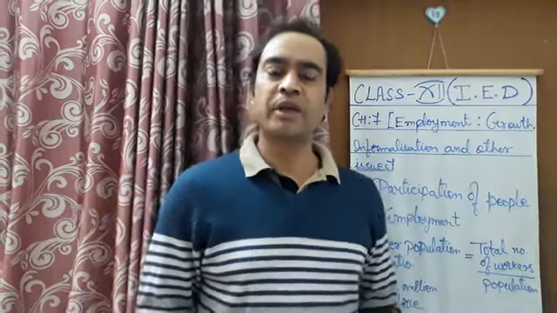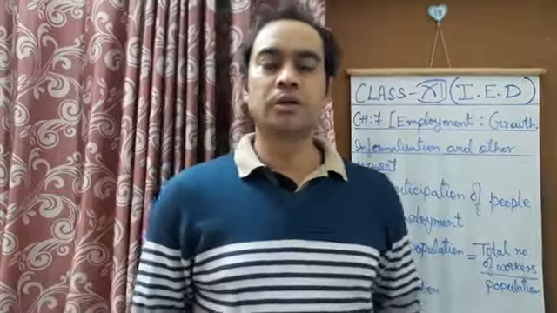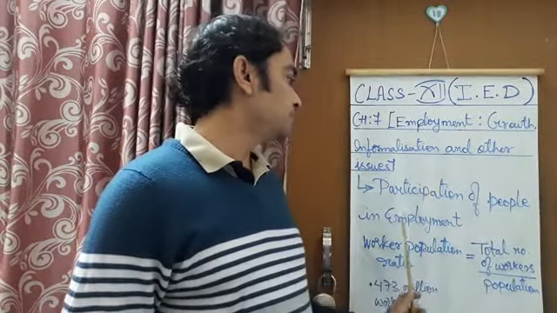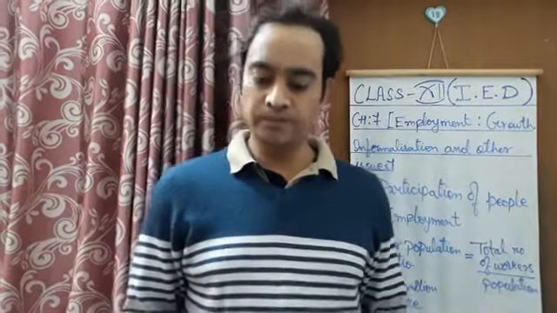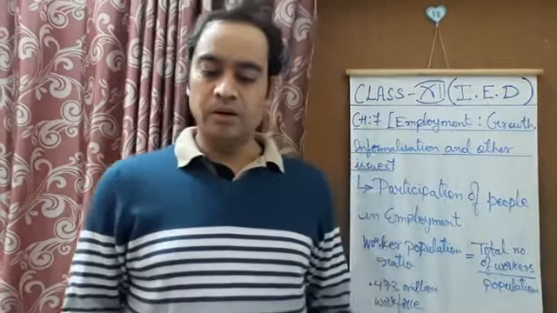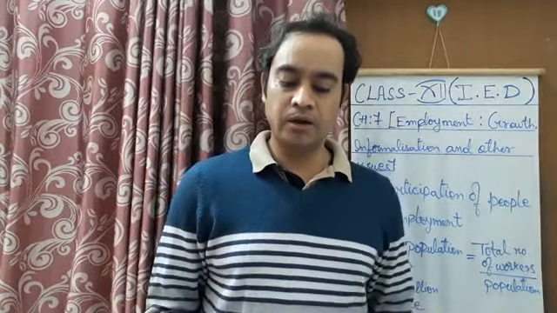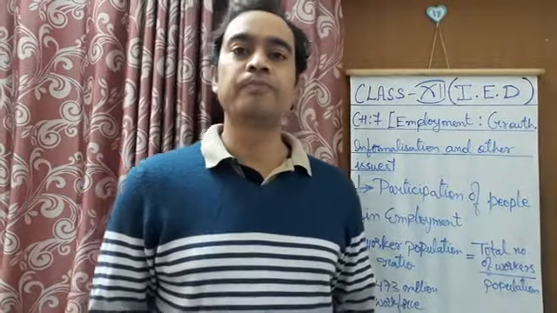So students, we are on page number 119 of the NCERT book, where there is another heading, participation of people in employment. So let's read it out here. Worker population ratio is an indicator which is used for analyzing the employment situation in the country.